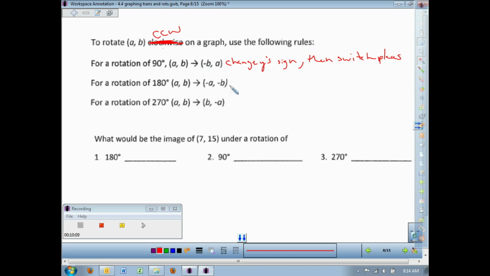To rotate 180 degrees is just change both signs. Change both signs. And this guy is change X's sign, then switch places.